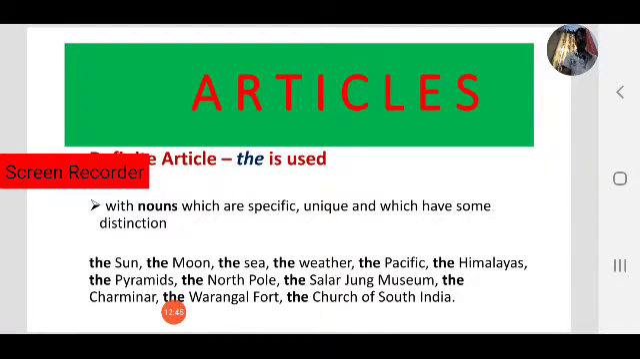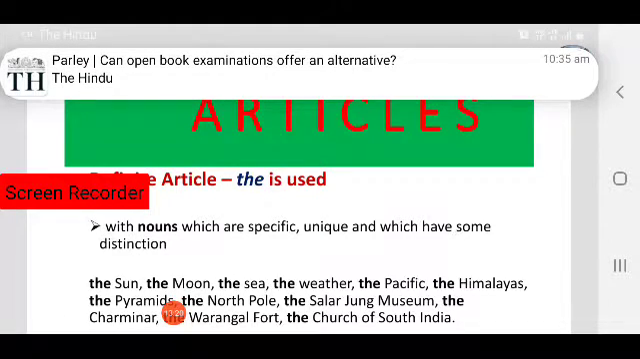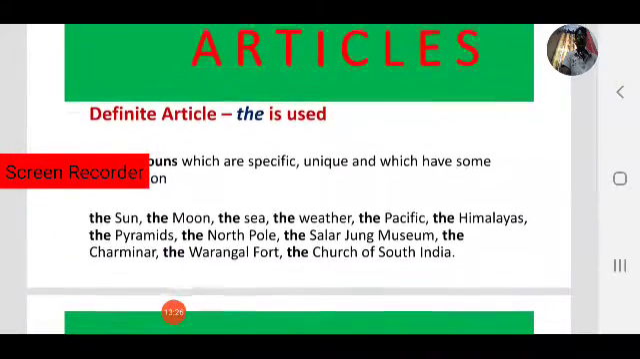For example, the sun, unique, the moon, the sea, the weather, the Pacific. Pacific is an ocean, the Pacific. The Himalayas, the pyramids, the North Pole, the Salarjung Museum, the Charminar. These are unique, with distinction. Only one Charminar is there. Like the Warangal Fort, the Church of South India. Before nouns which are specific, unique, and have some distinction, there we use the definite article the. So these are some examples.